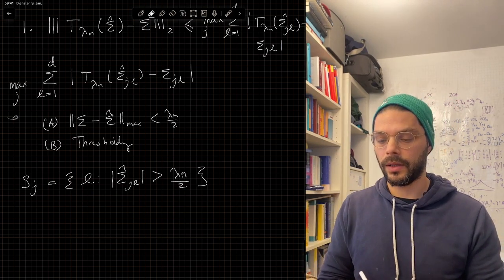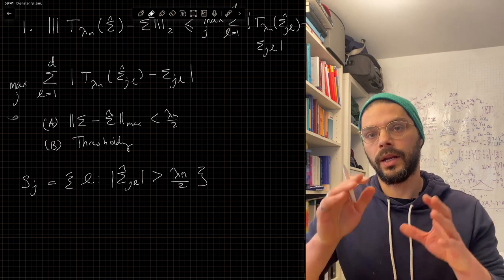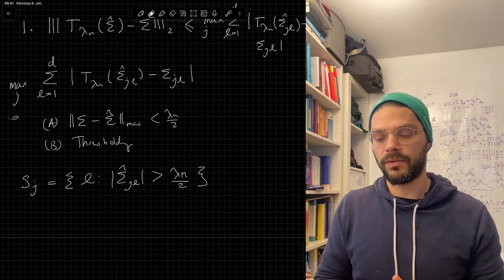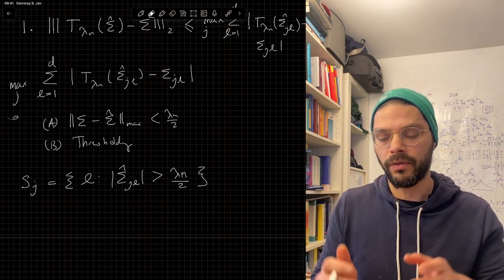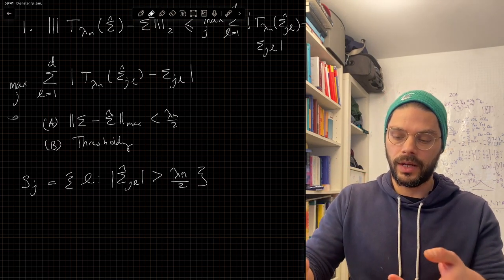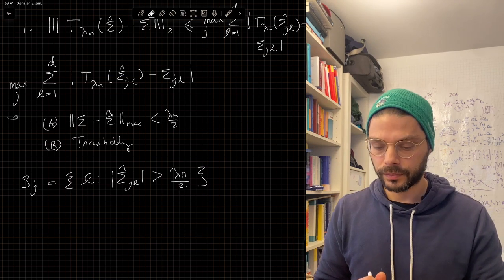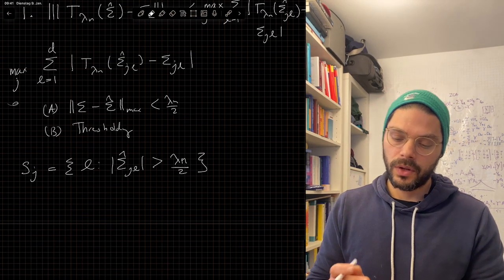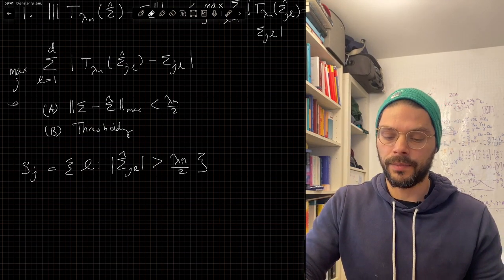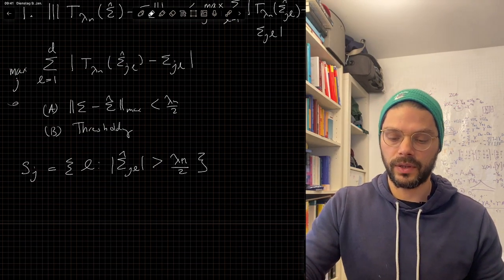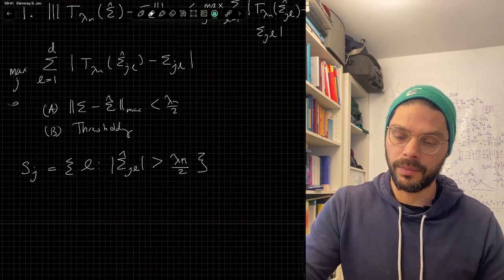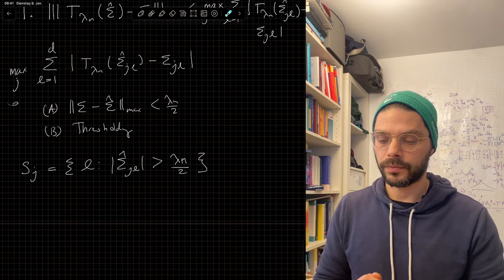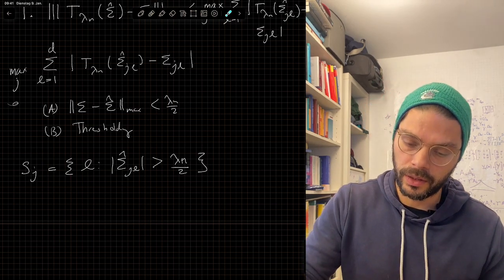Just double checking that. So in a given row, we're going to separate out the subset for which the empirical covariance is greater than lambda n over 2. Okay, so why is that useful? It now allows us to separate out the elements of this sum. Okay, so how are we going to do that?